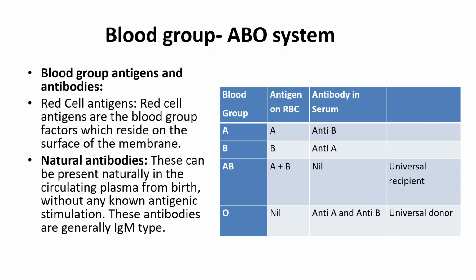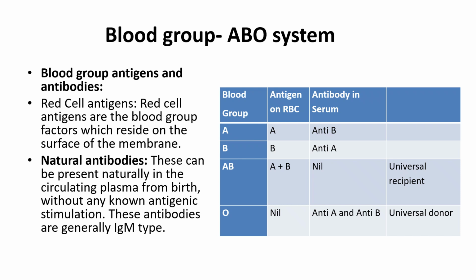Now we will see blood group system. So there are two types, ABO and RH. These antigens are present on the surface of the RBC, and by that we can see the blood groups. And natural antibodies, they are IgM type, they are present in plasma. So total 4 types of ABO blood groups are there, that is A, B, AB and O.